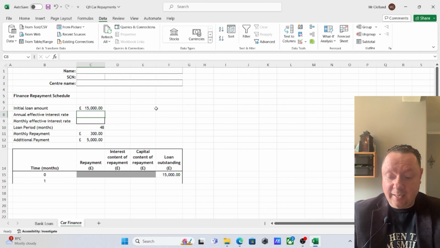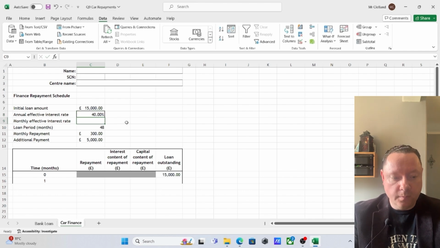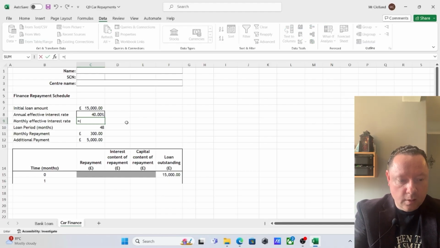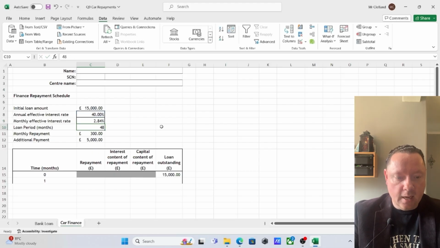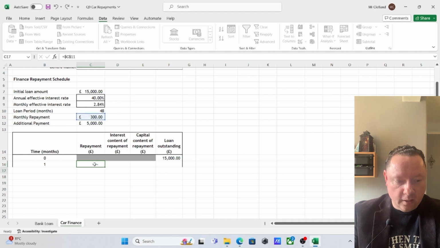So annual effective interest rate is what we're trying to find. We don't know it, so we're just going to guess. So 40. I don't know, pick anything you want. Just don't pick anything too small. Okay, again, monthly effective interest rate, so that equals 1 plus this to the power of 1 over 12, because it's a month, take away 1, and we get our monthly. Loan period is 48, monthly is this, additional is this. So our repayment equals $C$11, which is 300 this time, and that's not a goal seek.